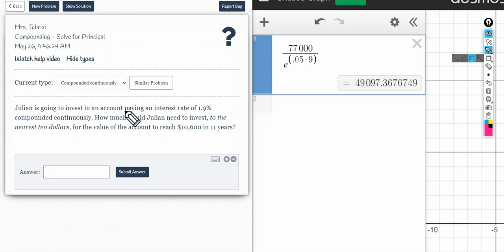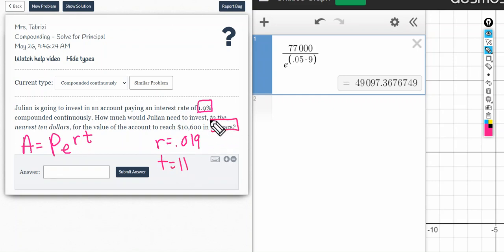Julian is going to invest in an account paying an interest rate of 1.9%. Okay, so A equals P-E-R-T. So here's my R. So R equals 0.019. Time equals 11 years. Okay, and the amount is 10600, and P is unknown.